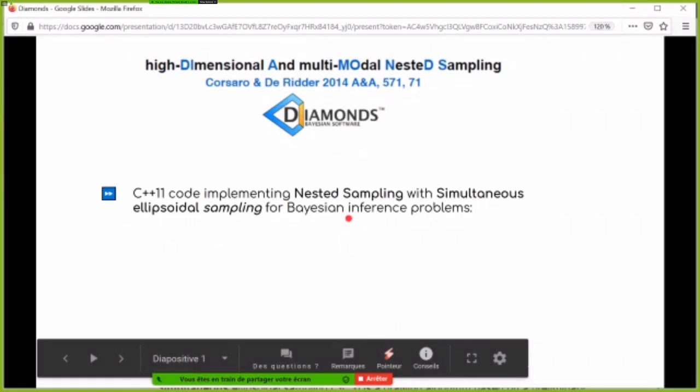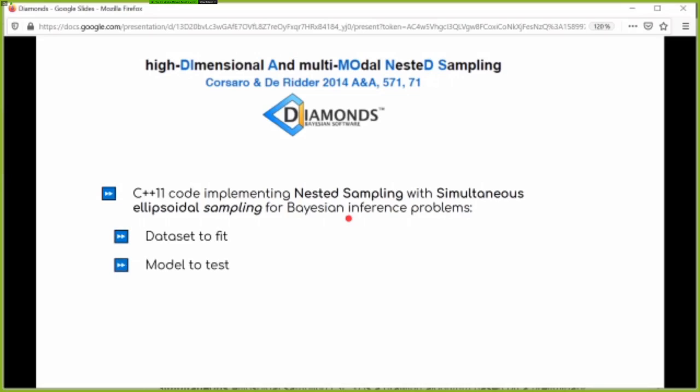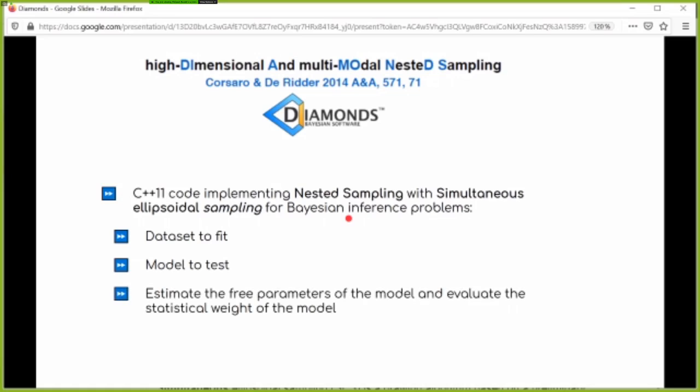Okay, sorry about that. It's a C++11 code implementing nested sampling with simultaneous ellipsoidal sampling for Bayesian inference problems. A Bayesian inference problem happens every time you want to fit a data set to extract some given information, which means to constrain or fit the parameters of a model and evaluate the statistical weight of the model.